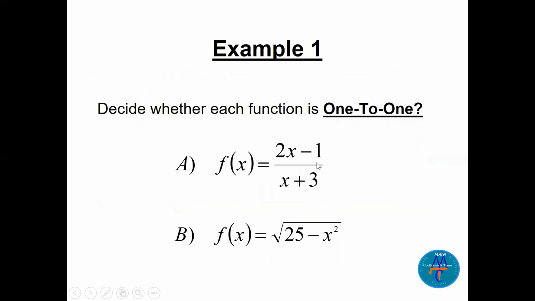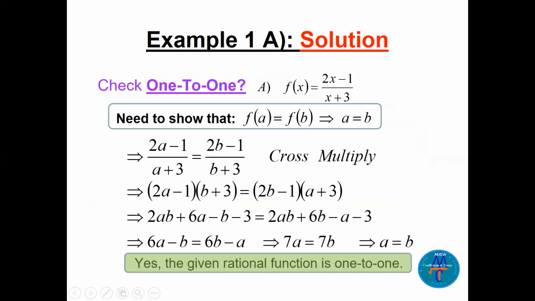Now, decide whether each function is one-to-one. Let's look at this rational function, and this is the square root of 25 minus x squared. Let's take the first one and see if this is a one-to-one function. So I can start with f of a is equal to f of b. Check if a is equal to b. So f of a will be 2a minus 1 over a plus 3 equals 2b minus 1 over b plus 3. Cross multiply, just normal multiplication from algebra, and then simplify until you get 7a is equal to 7b, divide by 7, so a equals b. Yes, this is a one-to-one function.